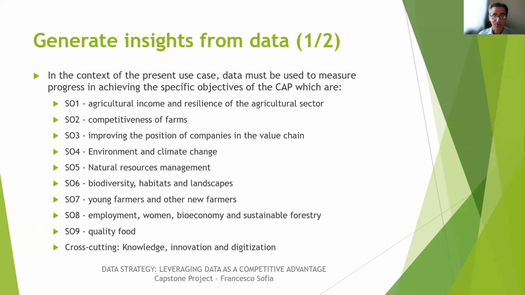This is the list of objectives numbered from 1 to 9. The 10th is a cross-cutting knowledge objective. And we observe that these are not only strictly agricultural objectives, but also economic, like competitiveness, or environmental, about climate change, for example, or quality food.